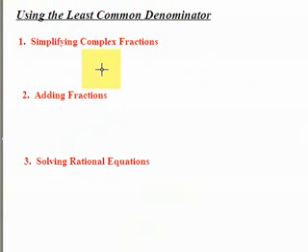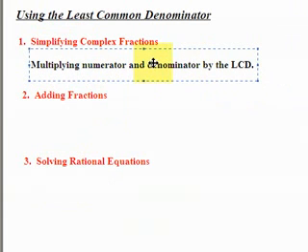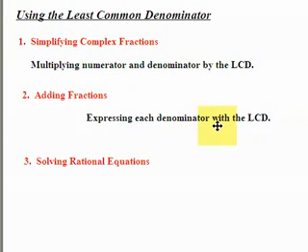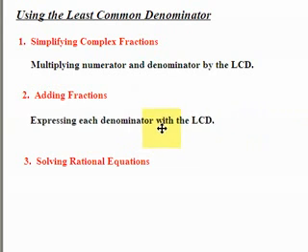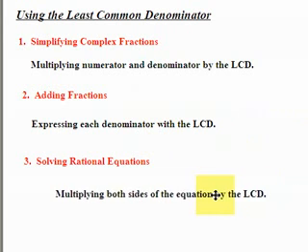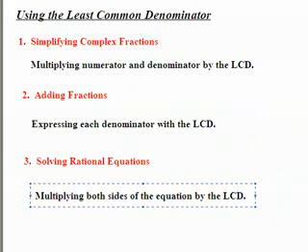So in summary, I showed you how we simplify complex fractions, add fractions, and how we solve rational equations. You just need to remember that the least common denominator is used differently in each of these three cases. In the case of simplifying complex fractions, we multiplied numerator and denominator by the least common denominator. In the case of adding fractions, we expressed each denominator with the least common denominator. And in the case of solving rational equations, we multiply both sides of the equation by the least common denominator. These are the three situations that you need to be very comfortable with.